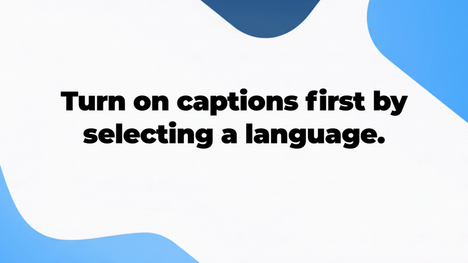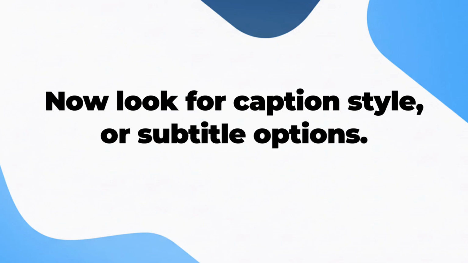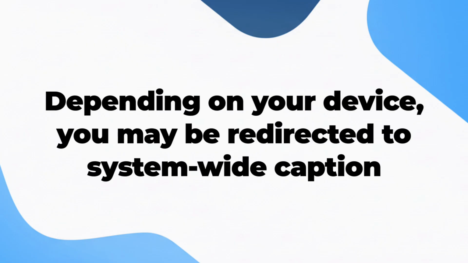Turn on captions first by selecting a language. Now look for caption style or subtitle options. Depending on your device, you may be redirected to system-wide caption settings.